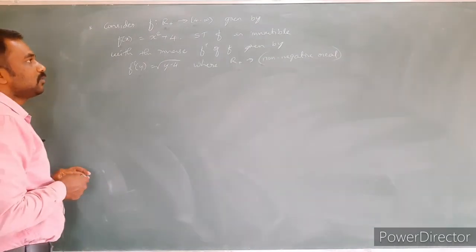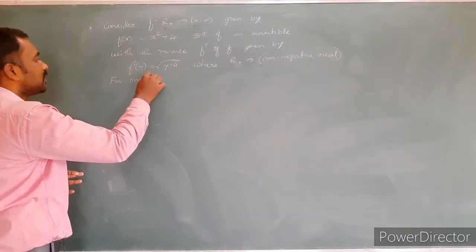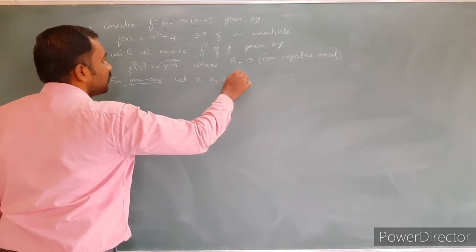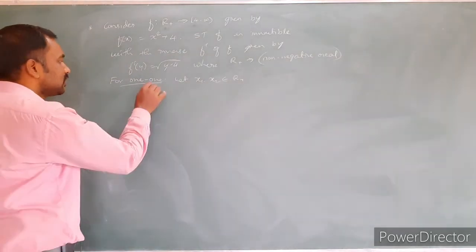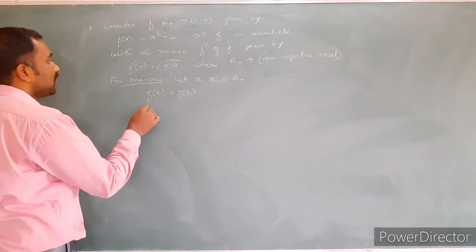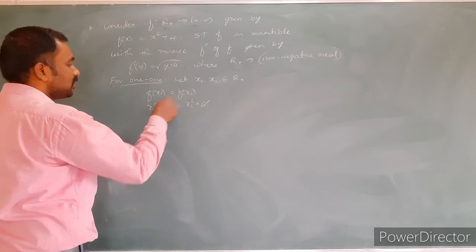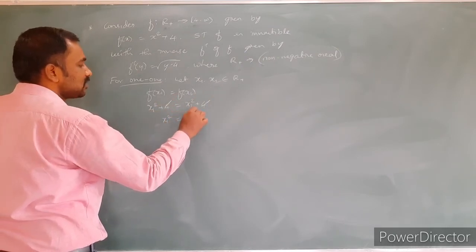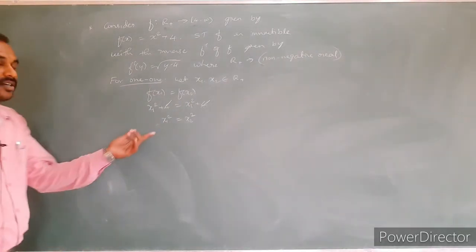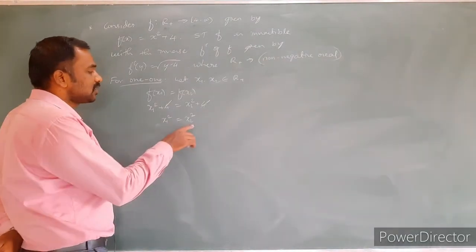First of all, invertible means bijective. Bijective means one-one and onto. Just go for one-one and onto. General process: x1, x2 belong to the domain set R plus. Now consider f of x1 is equal to f of x2. Replace and simplify. What do we get? x1 square plus 4 is equal to x2 square plus 4. Plus 4 gets cancelled. x1 square is equal to x2 square. This model question you people have already solved earlier, in one-one and onto of relations and functions. x1 square is equal to x2 square.